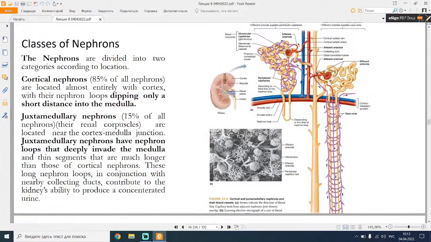Classes of nephrons. The nephrons are divided into two categories according to location. Cortical nephrons are located almost entirely within the cortex, with their nephron loops dipping only a short distance into the medulla. This is the U-shaped tubular loop of Henle.